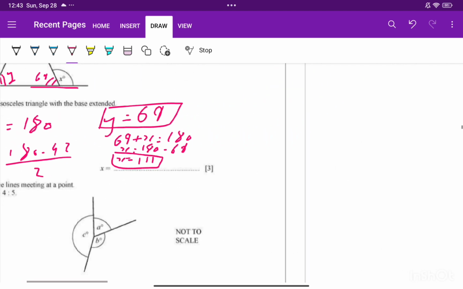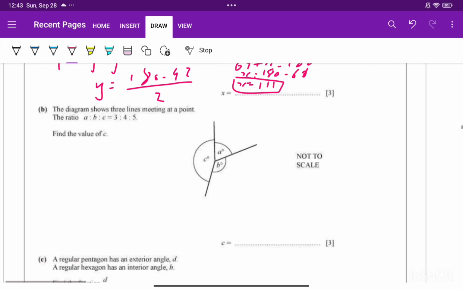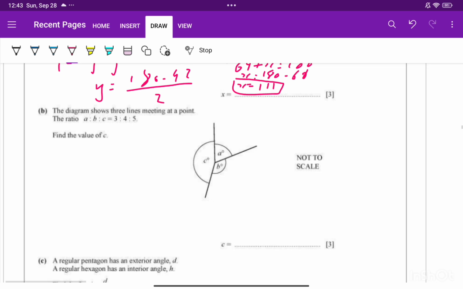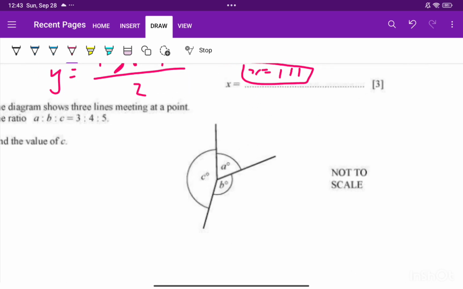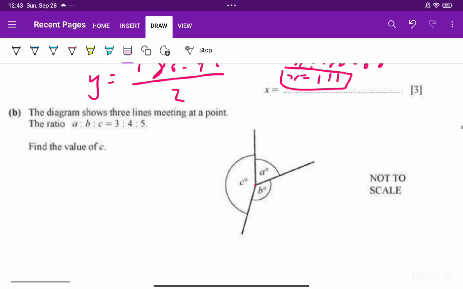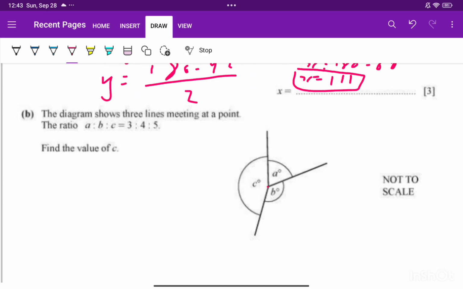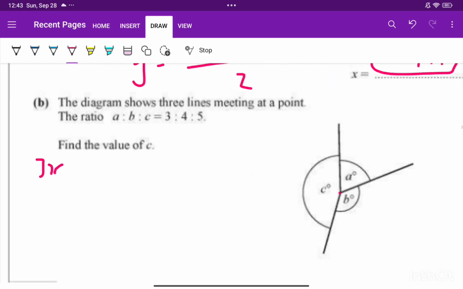Okay, let's move to part B. The diagram shows three lines meeting at a point. The ratio A, B, C is 3, 4, 5. Find the value of C. Okay, so this whole will be equal to 360. So we can say that angles A, B, C add up to 360. So we can write 3x plus 4x plus 5x is equal to 360.